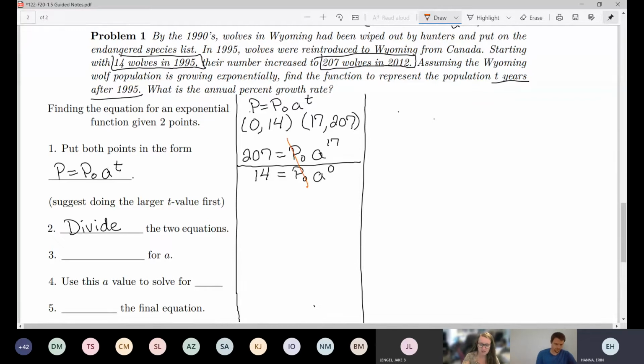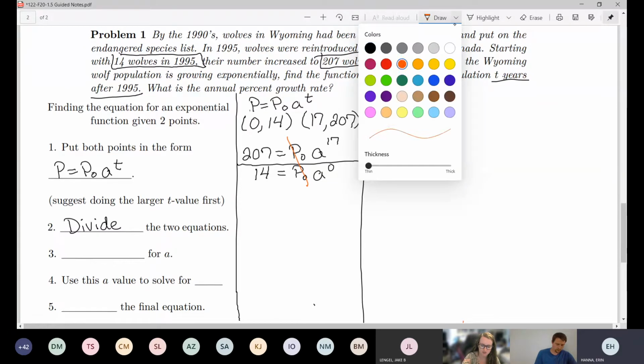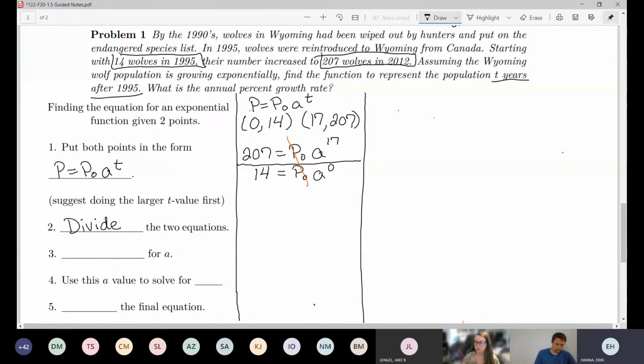If we divide these, the p naughts cancel out. So that's kind of the point, and why we're dividing these two equations is because it gets rid of one of the variables we don't know. So I'm going to leave this as 207 over 14. You could totally turn that into a decimal if you wanted.